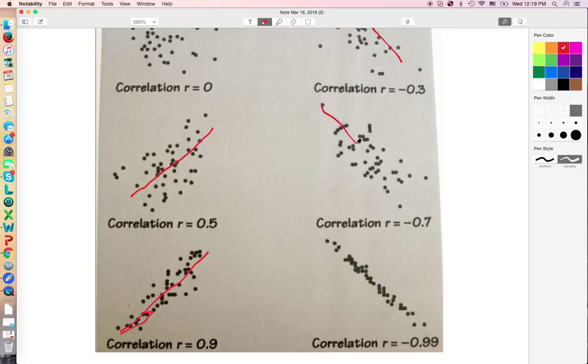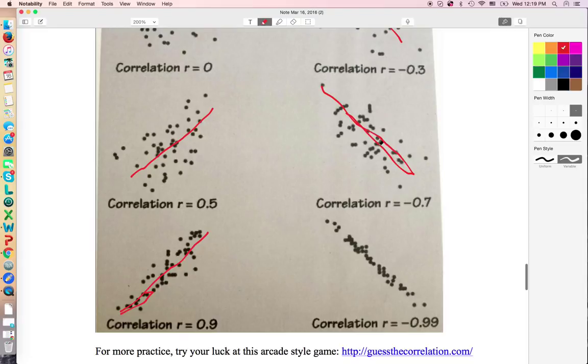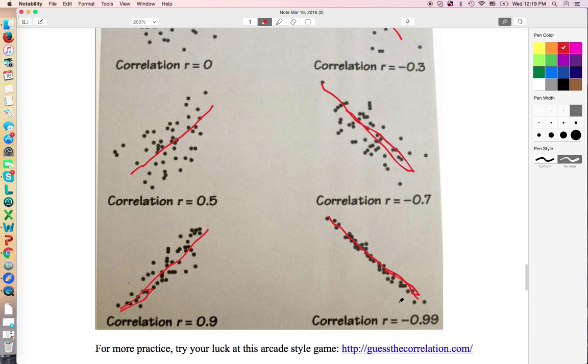Here, including this point at top, we got a negative association. It'd be somewhere in the middle like that. And yeah, pretty good. There's some scatter about the line, but not so much. And here there's almost no scatter about the line. So our correlation would be negative 0.999, negative, because we're going down.